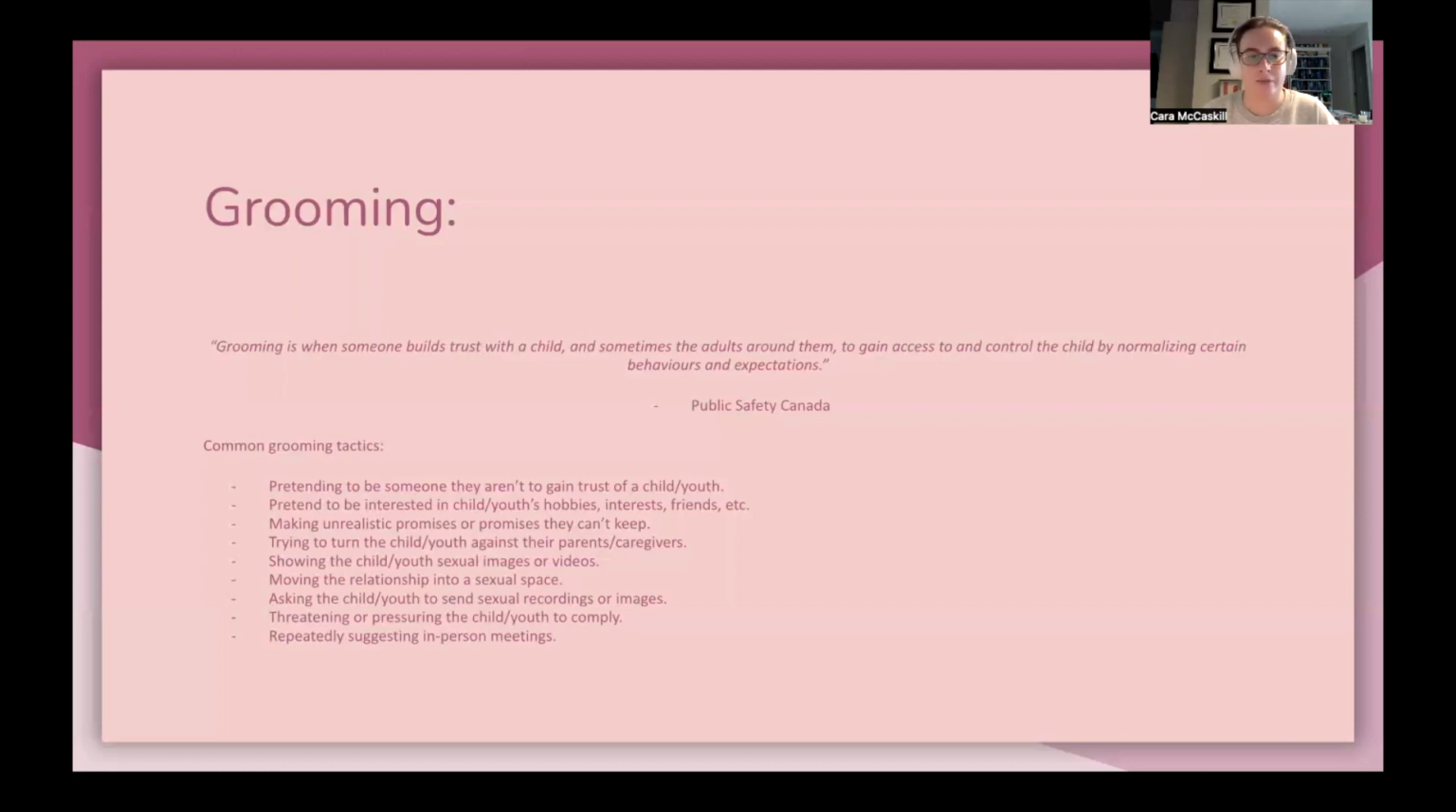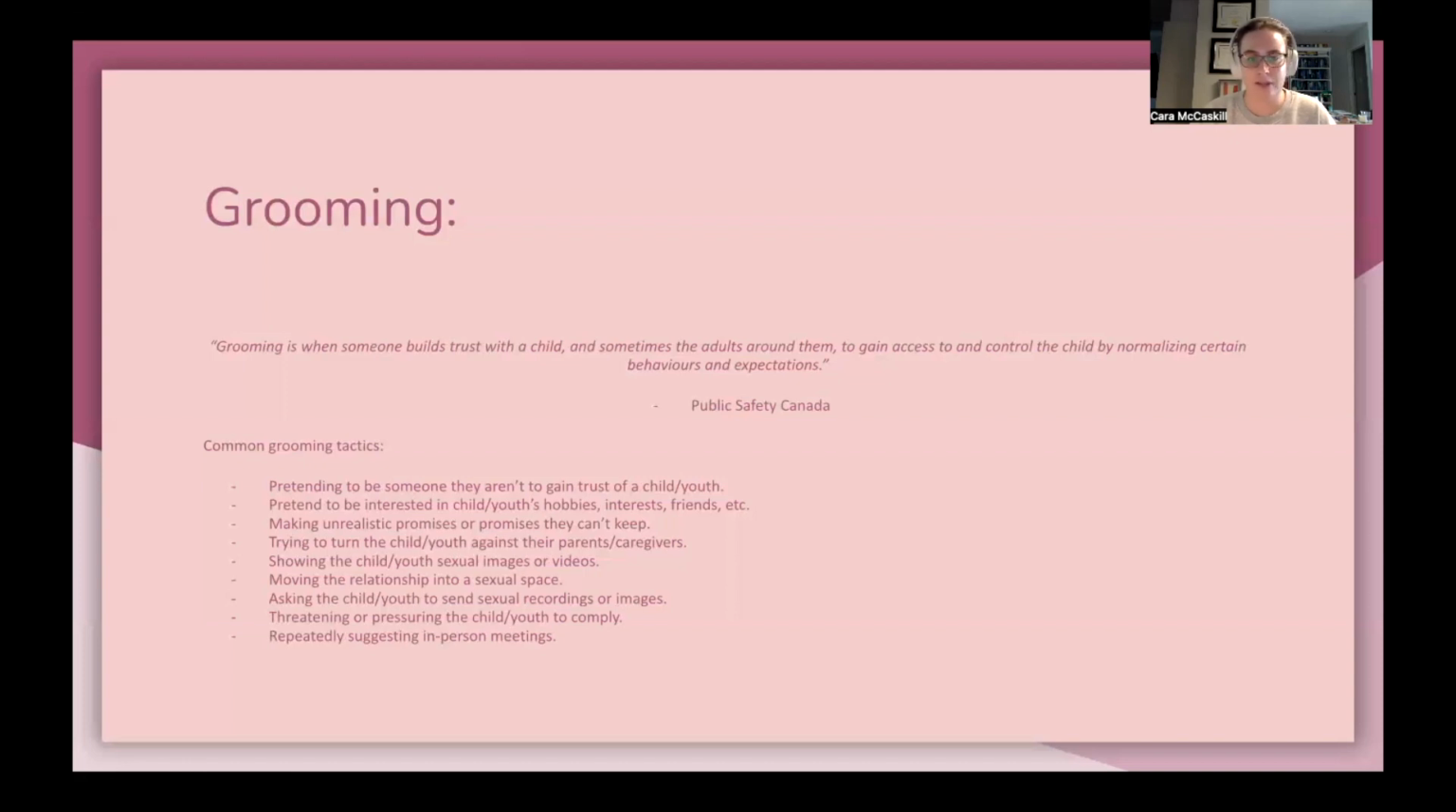So there have been some common grooming tactics identified when we're talking about online child sexual exploitation. For example, the perpetrator might pretend to be someone they're not to gain the trust of a child. They might pretend to be the child's own age or a student at their school or something like that. They may pretend to be interested in the child's hobbies or interests or friends to try and make that connection so that they can gain further access to the child.